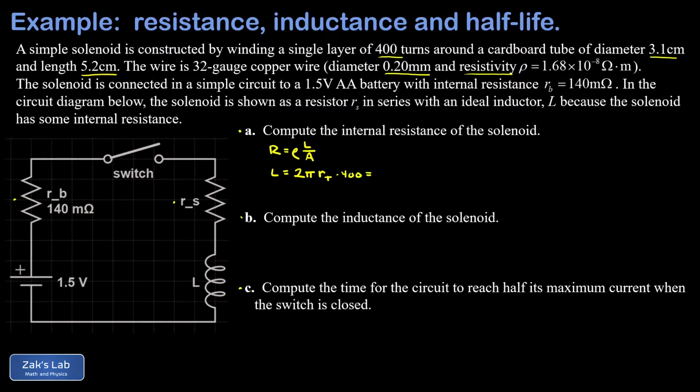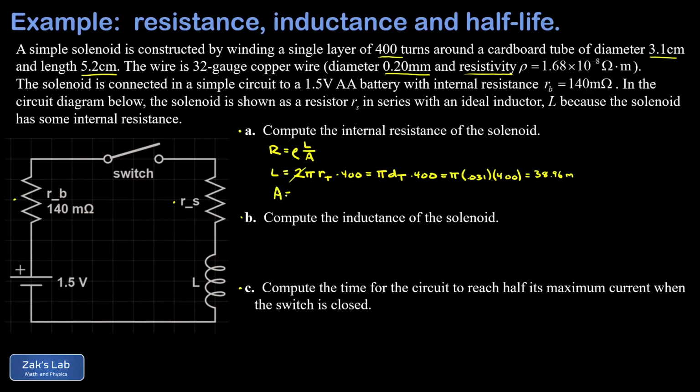Now the radius of the tube is half its diameter, so I may as well plug in d over 2 and cancel the 2's out in front. And I get pi times the diameter of the tube times 400. Changing the diameter to meters, that's 0.031. And when I run the numbers on this, I get 38.96 meters.